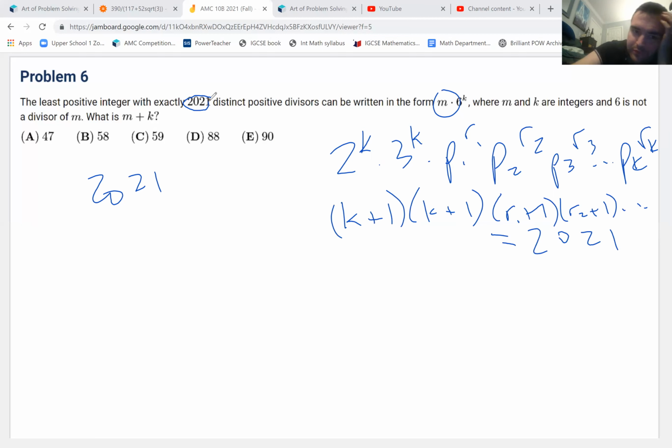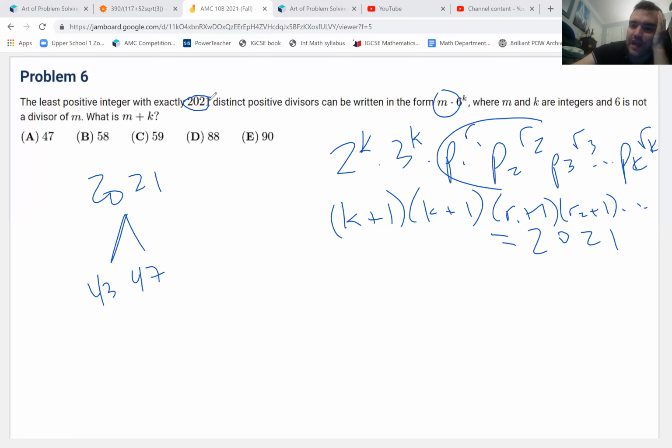So it would probably help if we know what the factors of 2021 are. And again, from the last problem, we found out that 2021 is 43 times 47. So that means we need the product of the powers of the primes plus 1 to equal 43 and 47. So how can that possibly work? And we need this to be as small as possible. We want to minimize our number.